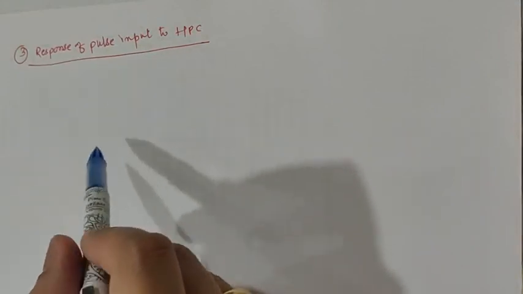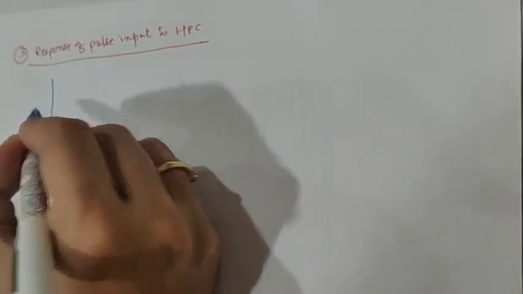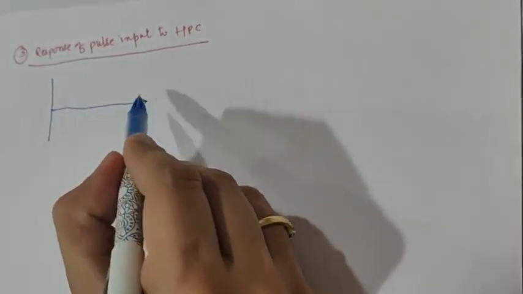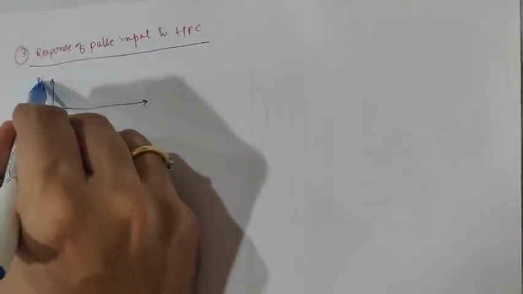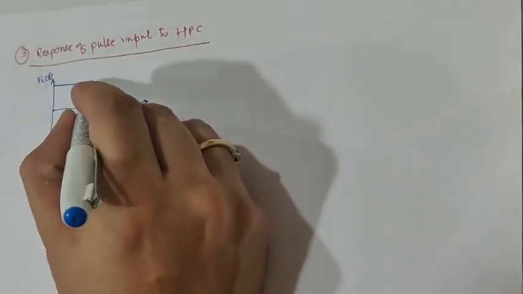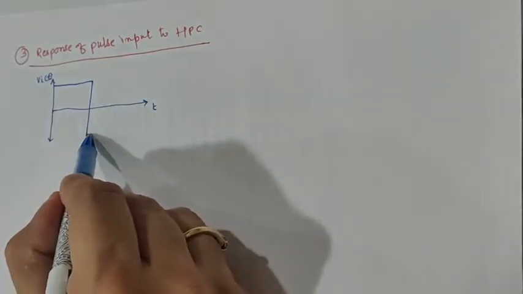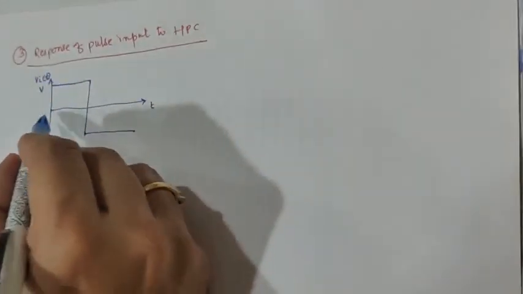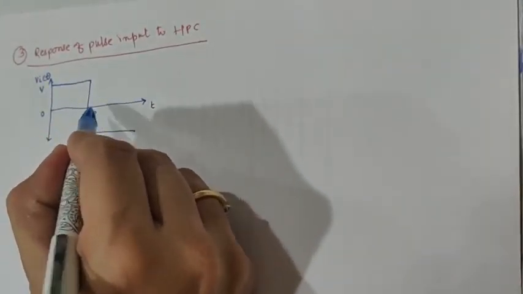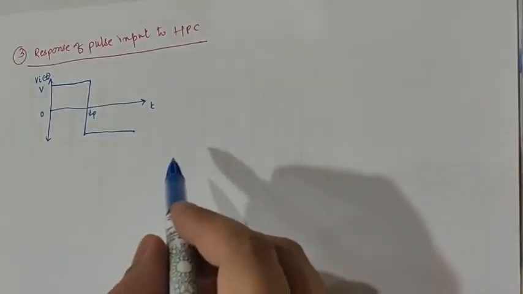Now before we start, let us define the pulse input waveform. I will be drawing it and then mathematically we will be defining it. So the pulse waveform is like this. Vi of t versus t. Let us say it is 0, then it is time tp and the time afterwards.